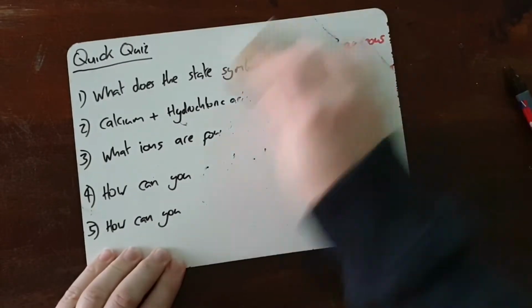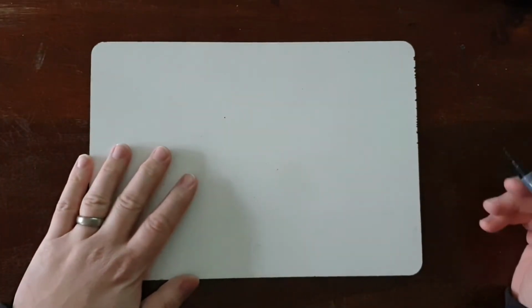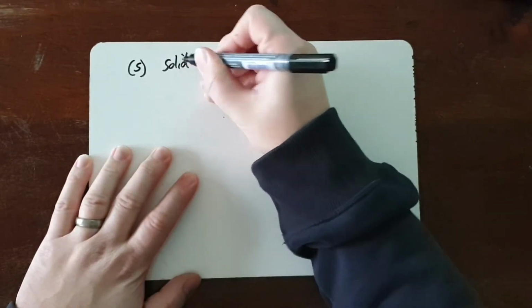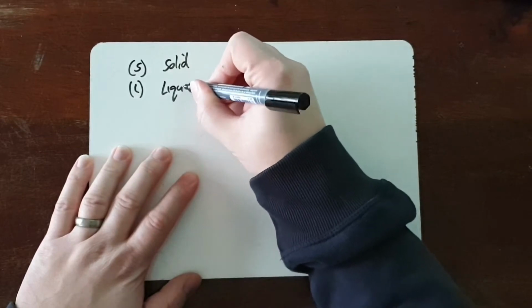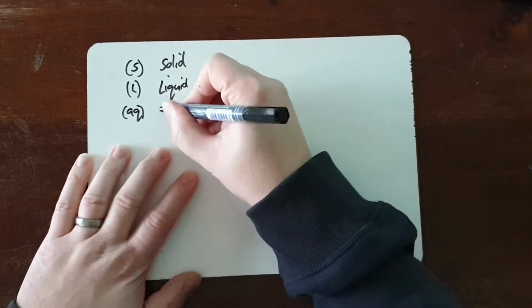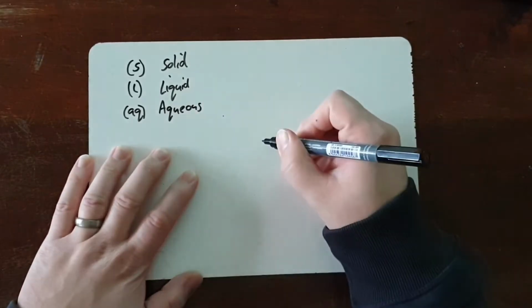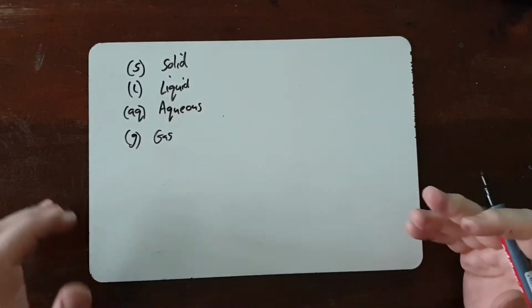Right. So back to the bulk of today's video. So solubility rules. What dissolves, what doesn't. So a quick recap on state symbols. So for state symbols, you've got an S, which is where something is solid. You've got an L for where something is liquid. There is aq. This is very different from liquid. aq is talked about in the quick quiz. Aqueous, it is dissolved in water.